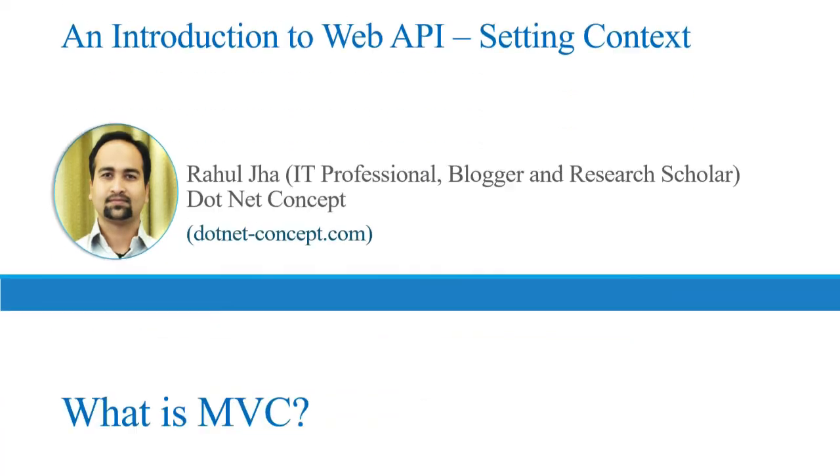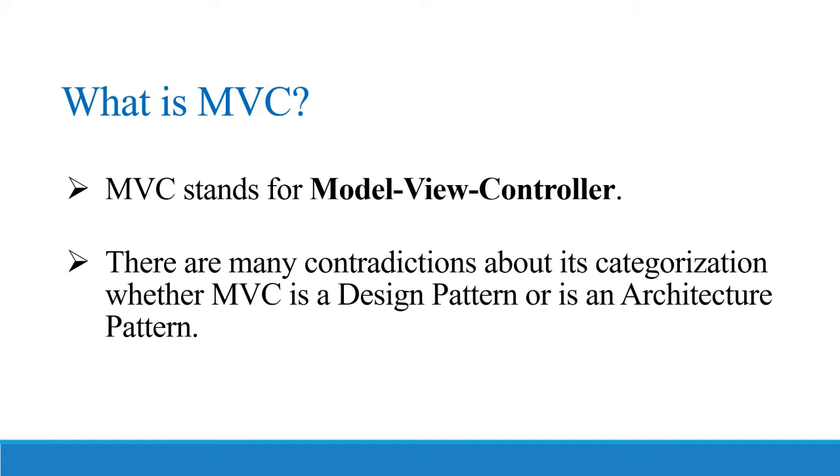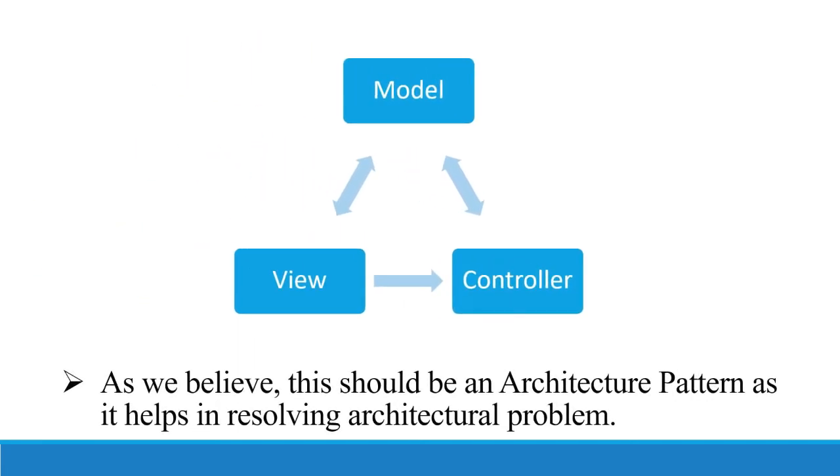Okay, so first of all, let's see what is MVC. MVC basically stands for model, view, and controller, and there are many contradictions about its categorization, whether it is a design pattern or an architecture pattern. As we believe, MVC should be an architectural pattern, and it helps in resolving architecture problems. So basically you can see here you have view, then controller, then we have model. So this is basically an architecture of your project and not a design pattern.